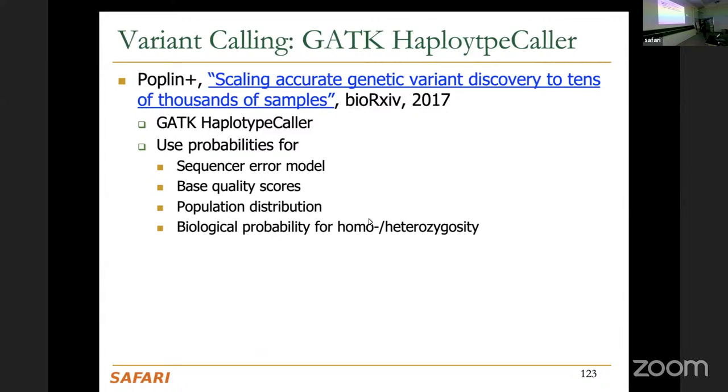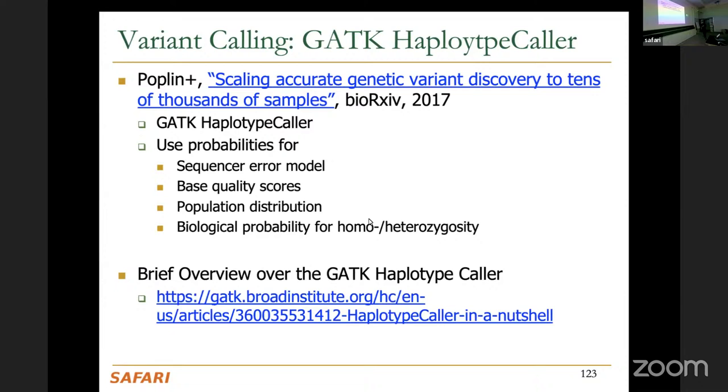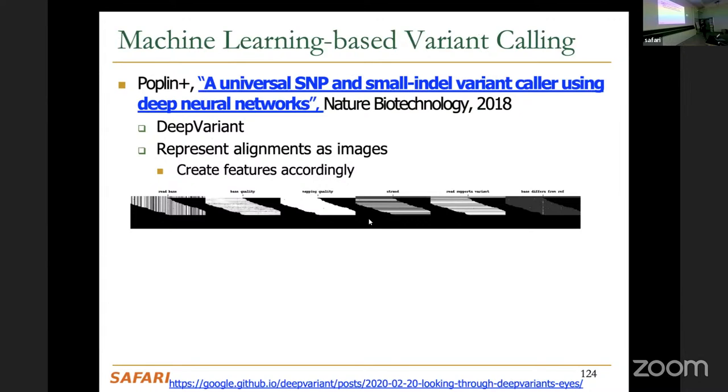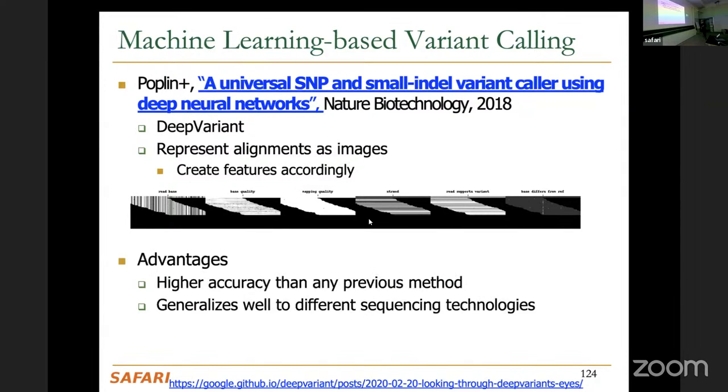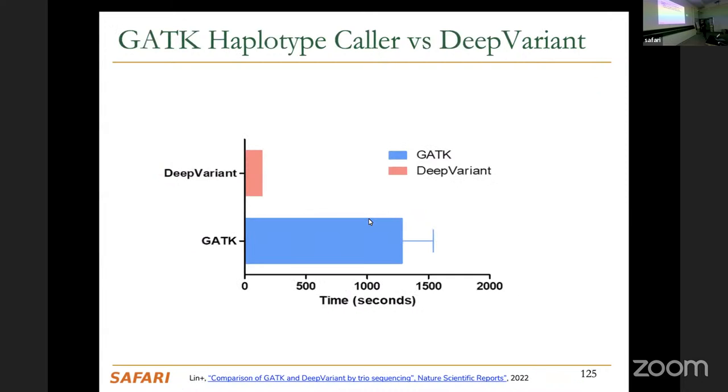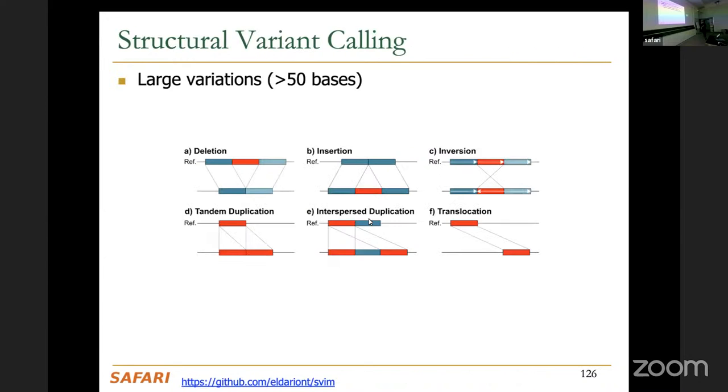So this idea has been used in a popular tool that identifies mutations. You can take a look at this if you want to learn more about how this variant caller works. People also use machine learning techniques to identify mutations. For example, they represent read mapping information as a set of images, right? Maybe the differences, and other information that we have in read mapping, are represented as images, and then this image is used to identify whether there is a mutation or not compared to the reference genome. This is used in DeepVariant, and it has been proven to be both accurate and faster compared to the previous state-of-the-art work.